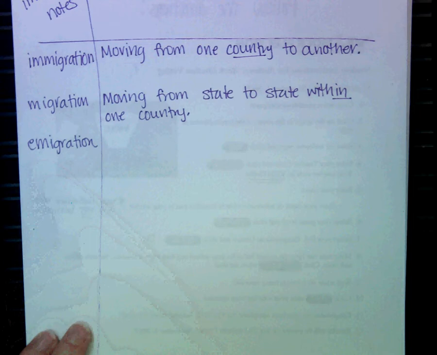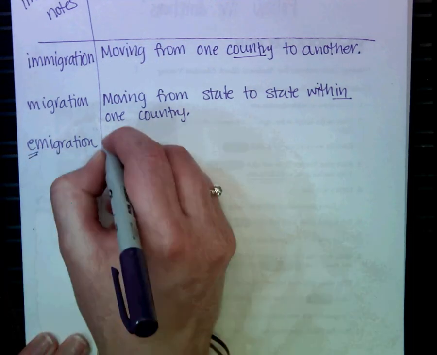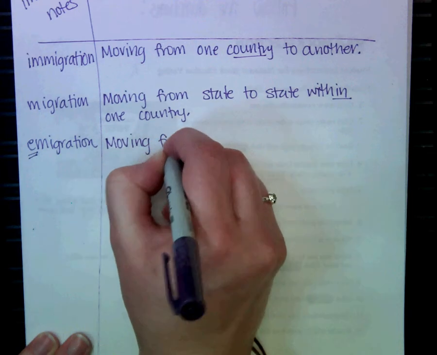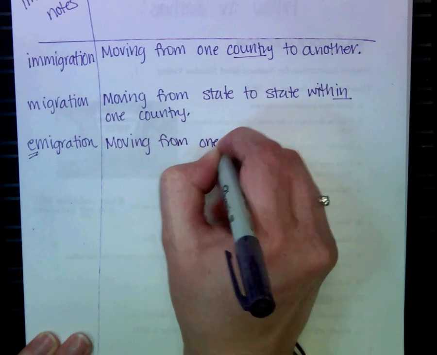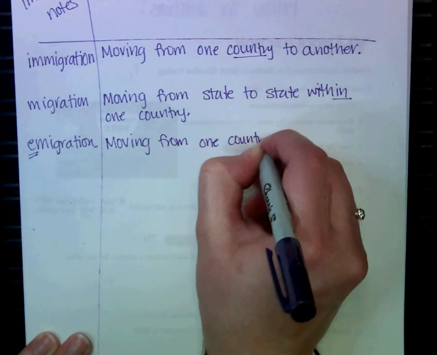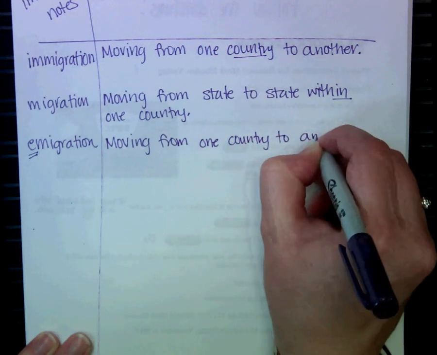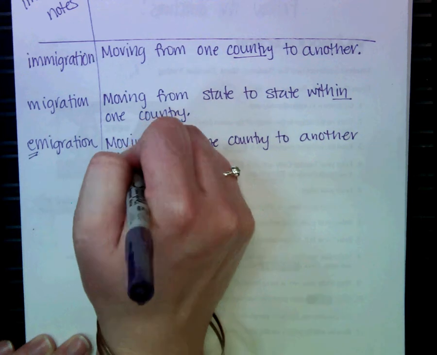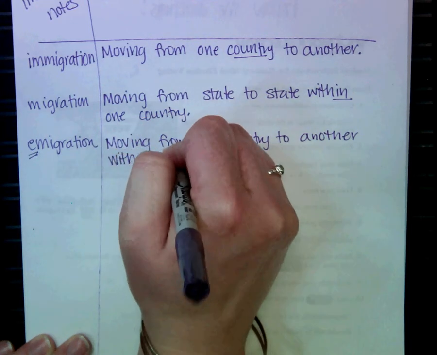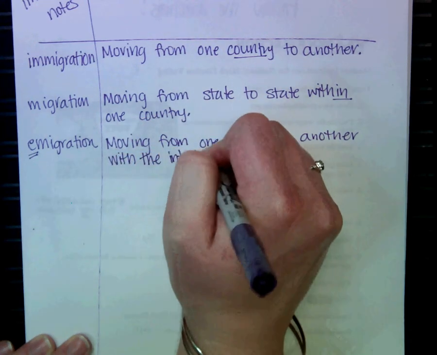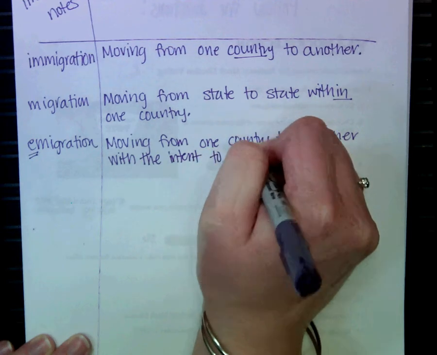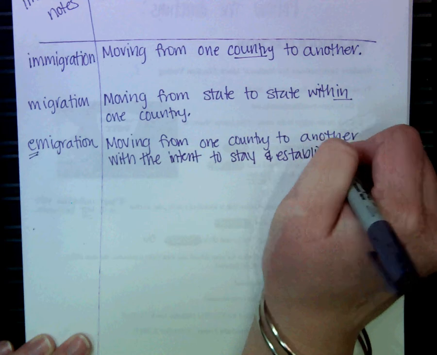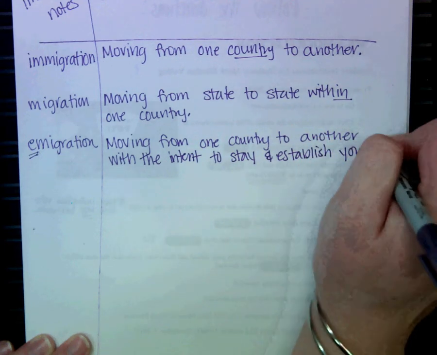Immigration with an E, okay? Immigration with an E is moving from one country to another with the intent to stay and establish your life.